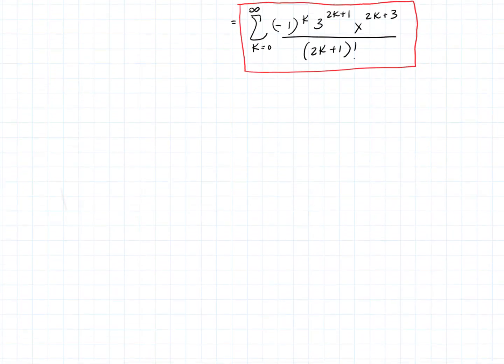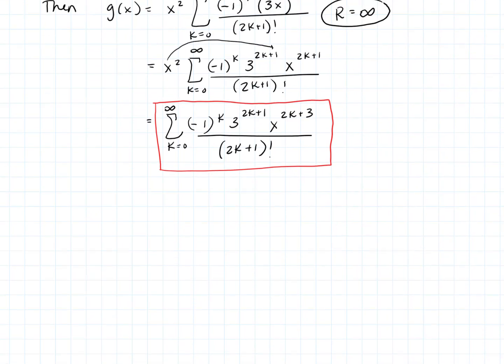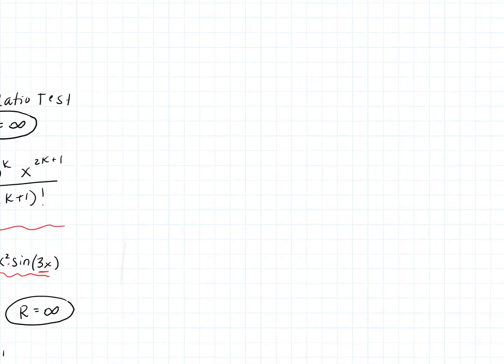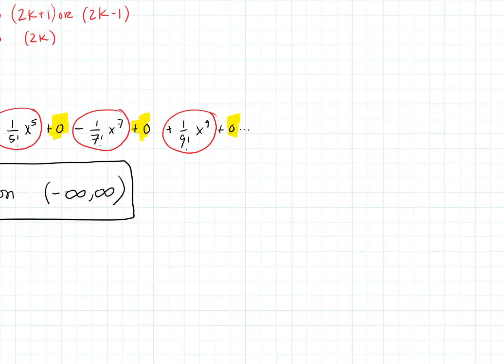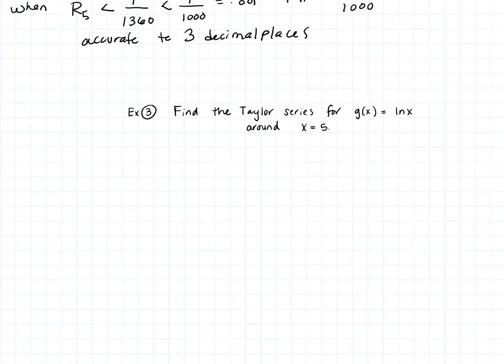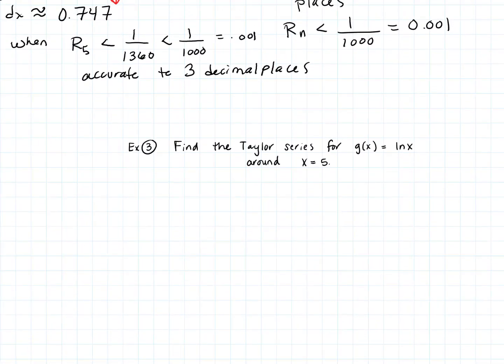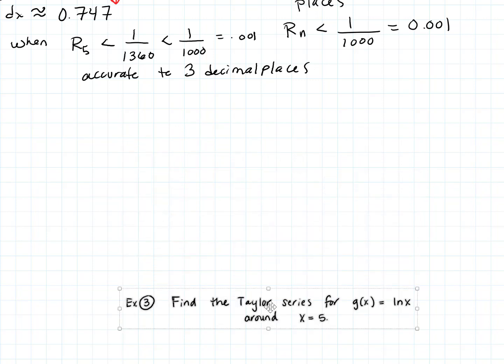But before we finish out this video, I would like to add in a third example. I actually wrote it already, I was going to rewrite it, but I had it right here. So let's look at a third example, and this time let's find the Taylor series for g of x equals the natural log of x about x equals 5.